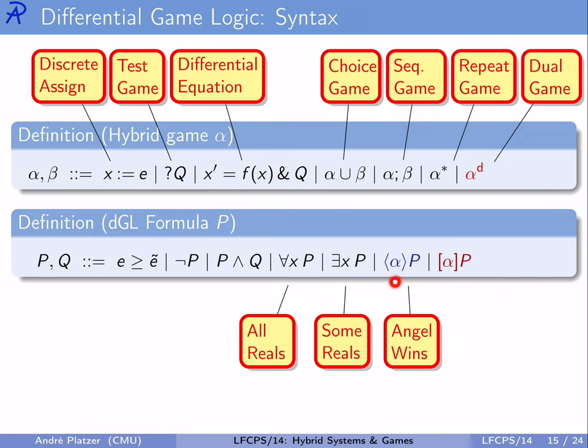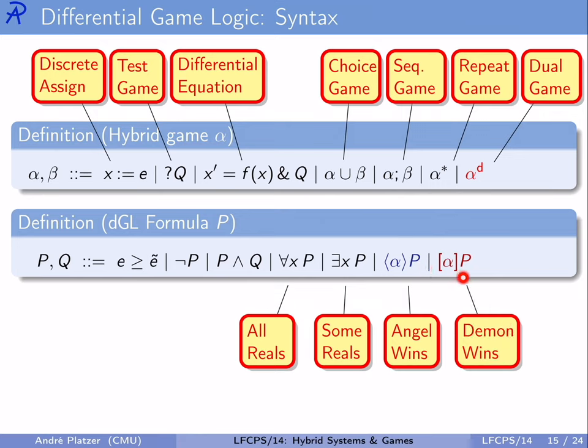And the logical formula alpha diamond P is true whenever Angel does indeed have a winning strategy to resolve her choices in a helpful way, such that no matter what strategy the opponent's choosing, no matter what he's doing to resolve the demon's choices, still P is true.